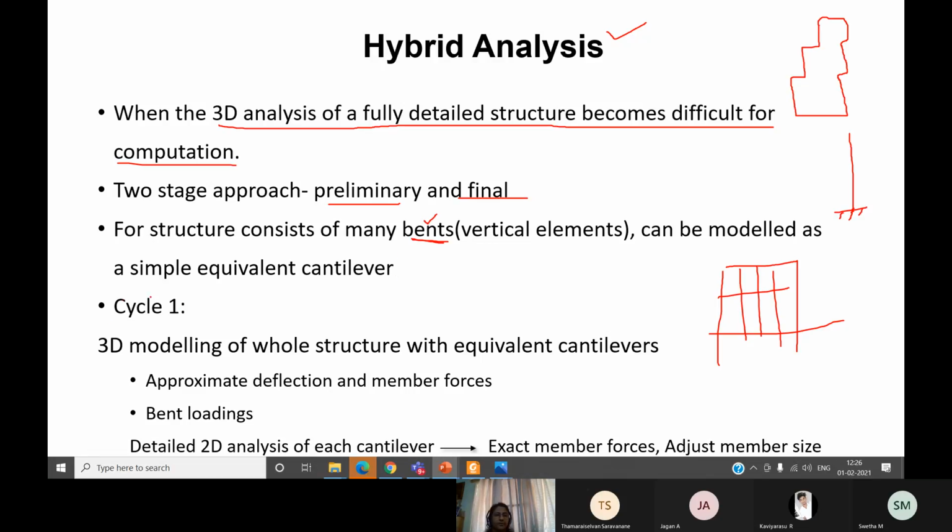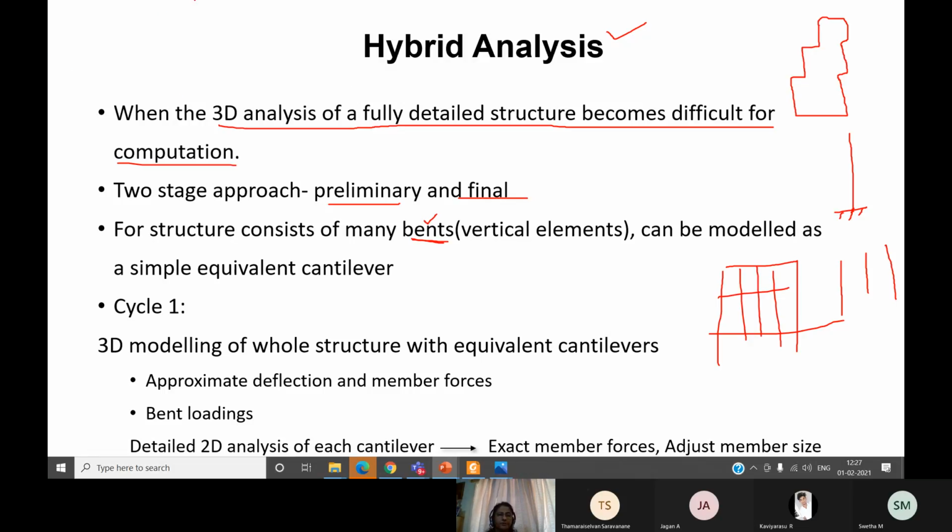So for the first cycle, what will I do? I can do a 3D modeling of the whole structure with equivalent cantilevers. This one particular frame I can make as one cantilever, another frame as another cantilever, the third frame as another cantilever. So instead of modeling the entire structure, I can make a number of cantilevers. The entire properties of that frame, the moment of inertia, the area of cross section, everything can be taken equivalent to the original structure, modeled as a single cantilever.